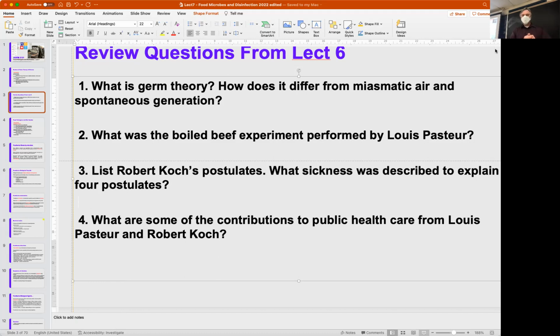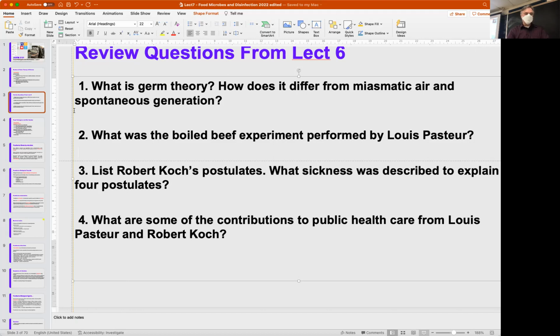One of the contributions from Louis Pasteur is pasteurization, sanitization methods. In the case of Robert Koch, sanitization of clothes and bed sheets from hospitals to prevent disease. That's one of the contributions from him, because he realized that saliva can contain dried tuberculosis, and the dried tuberculosis is contagious. Okay, so that's review questions from lecture 6.